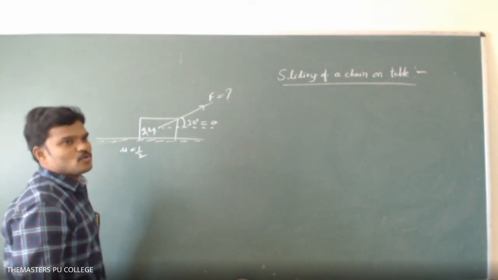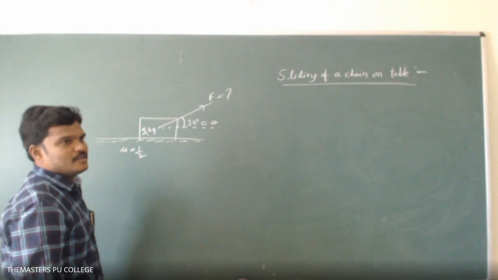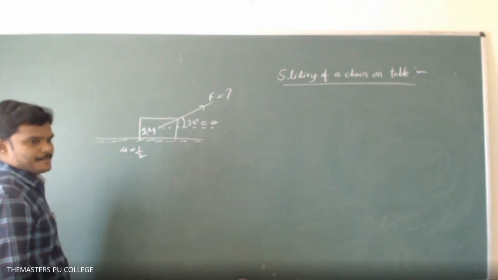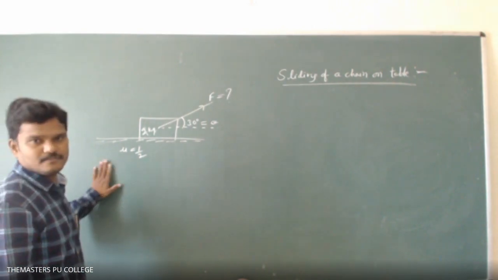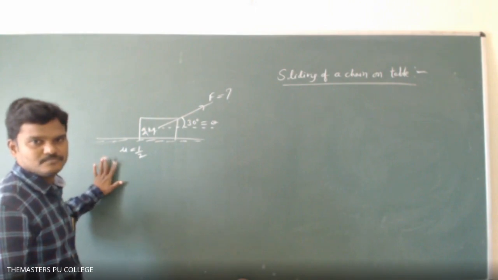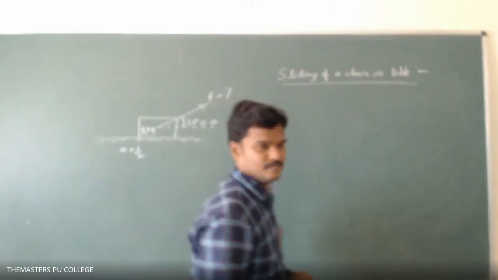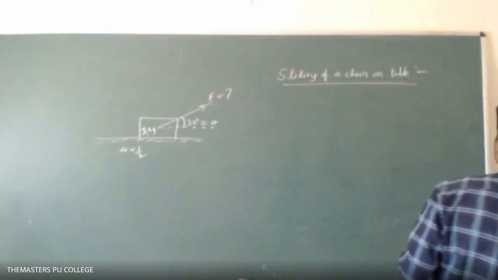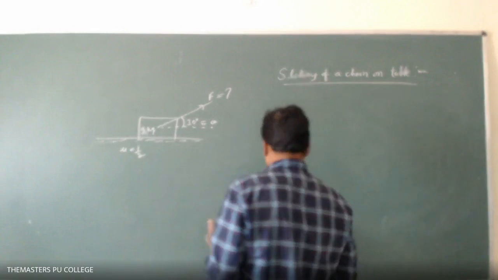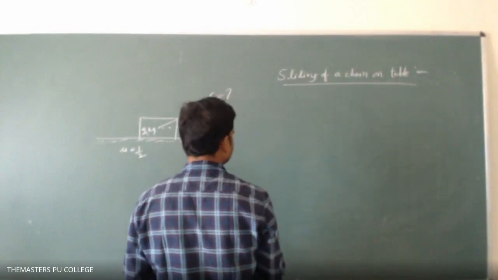Now let us go for one more concept, sliding of a chain on a table. Leave the space for calculations. You try at home. Let me continue with the next one. Sliding or ready to slide. It's not exactly sliding, it's ready to slide. See the event like this.